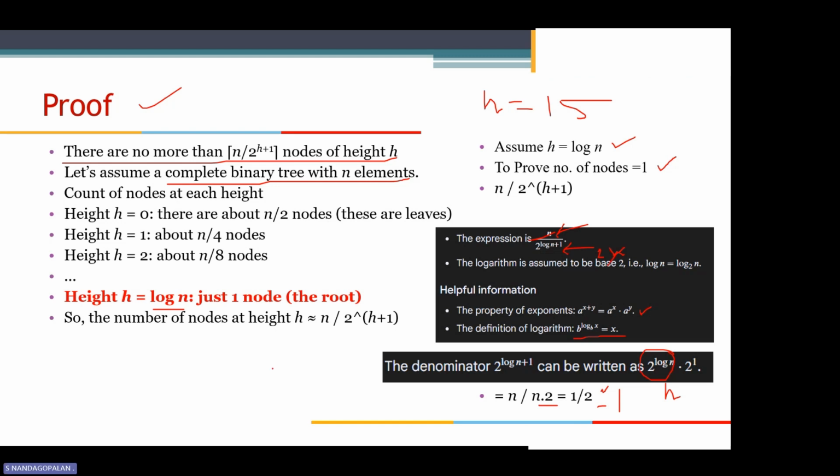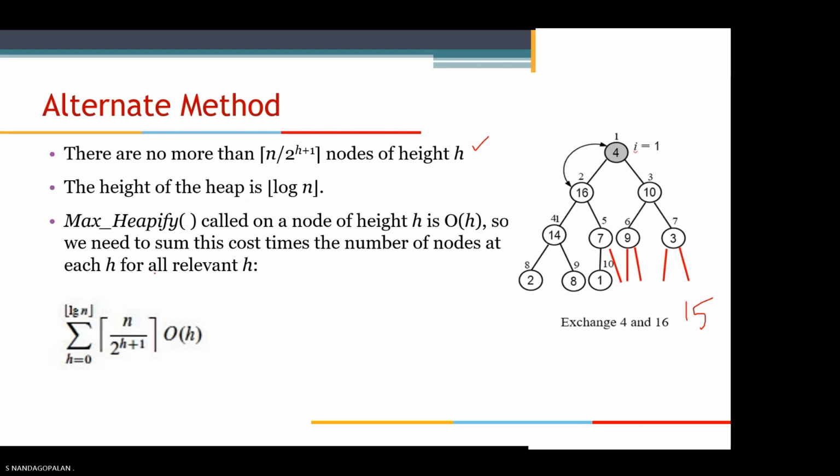So with this proof, it's proved for max heapify. For a node of height h, we have to calculate for each height, take the effort being spent times the number of nodes, and then sum. So 0 to log n; lg n is the same as log to the base 2 of n, some books follow this notation. So 0 to height h equals 0 to log n. This is 0, this is log n.